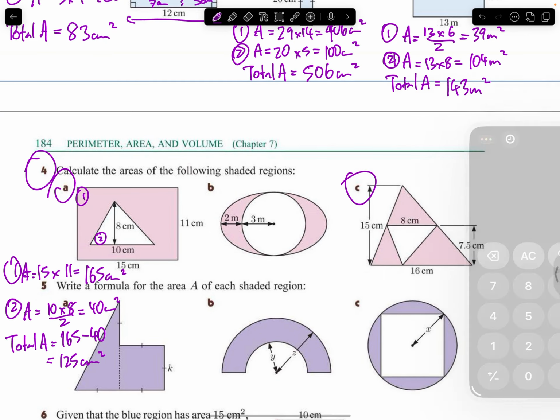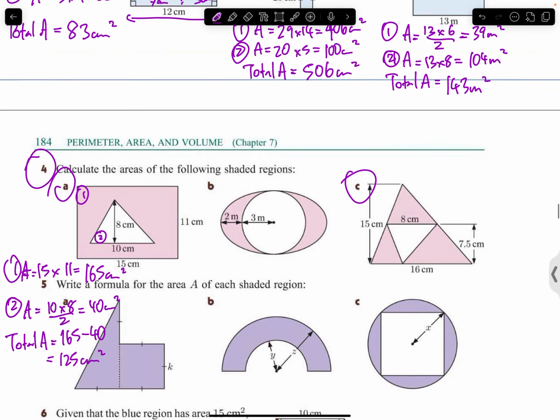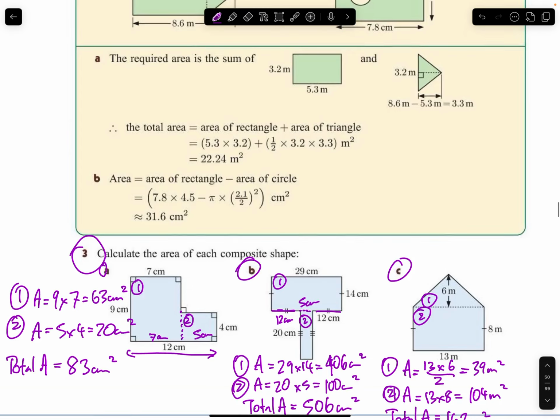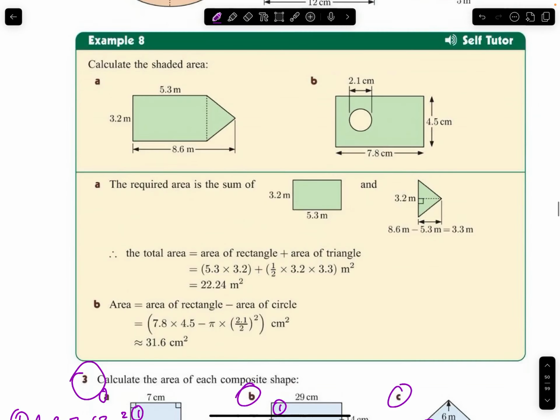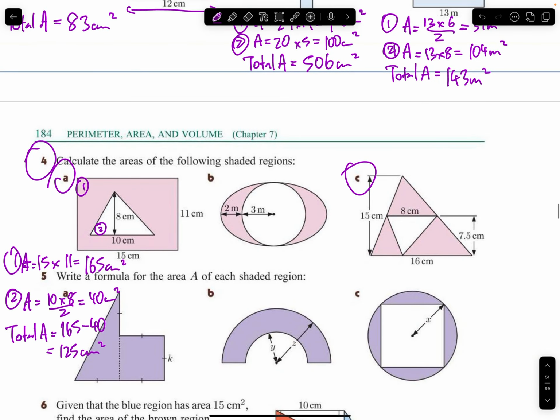Here you have the ellipse. I forgot what the formula for that was. I'm going to scroll up. Pi times a times b. So b is going to be that, which is the radius of the circle, which is 3. A is going to be 5. And that's an ellipse, but it's missing a circle in the middle. So 1 is going to be the ellipse part, 2 is going to be the circle part.